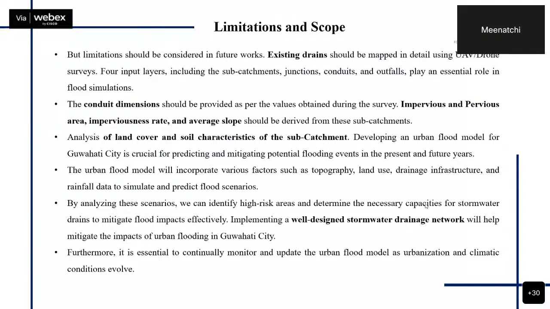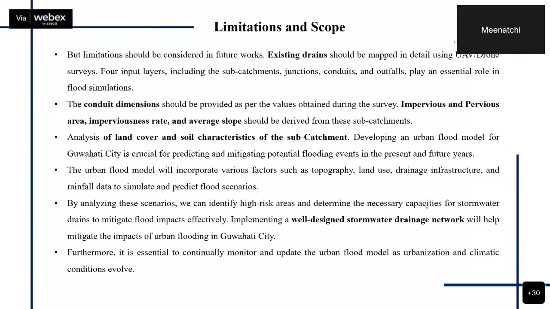The limitations should be considered in future work, because existing drains should be mapped in detail using UAV or drone surveys, and we can get the existing drain details from the municipal corporation. They have to be mapped in great detail using drone surveys. These are the input layers we can give, and the conduit dimensions are very important. They should be obtained during the survey, along with the impervious and pervious areas, and the average slope should be derived from the subcatchments. All these parameters should be incorporated into the available models for effective flood modeling and other scenarios. So all this should be considered for future work.